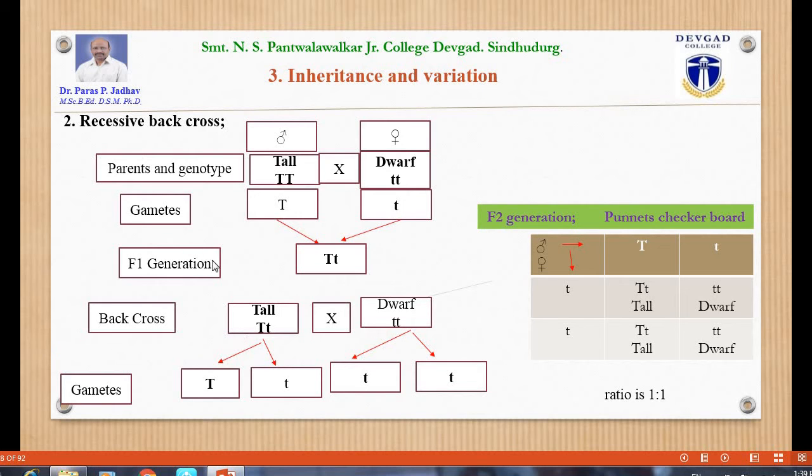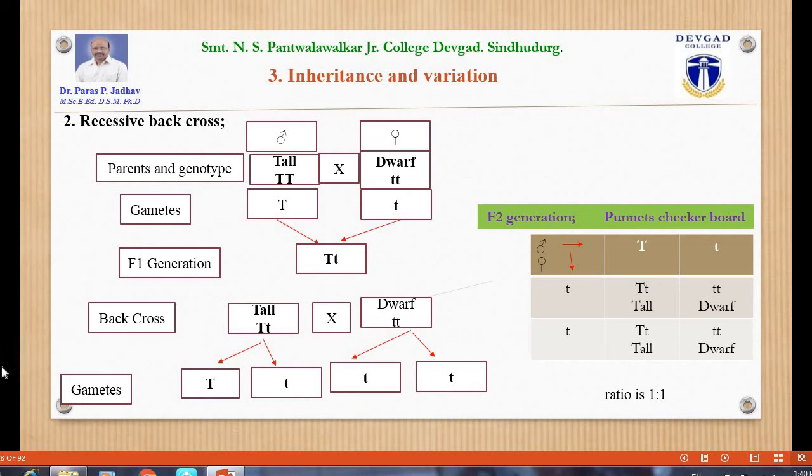Now, recessive back cross is when this hybrid tall plant of the F1 generation is crossed with the recessive parent; then it is known as recessive back cross. The hybrid tall plant has genotype capital T and small t, while the dwarf plant has genotype small t, small t. The tall plant produces two types of gametes, one containing capital T allele and the second containing small t allele. And the dwarf plant produces only one type of gamete, containing small t allele.